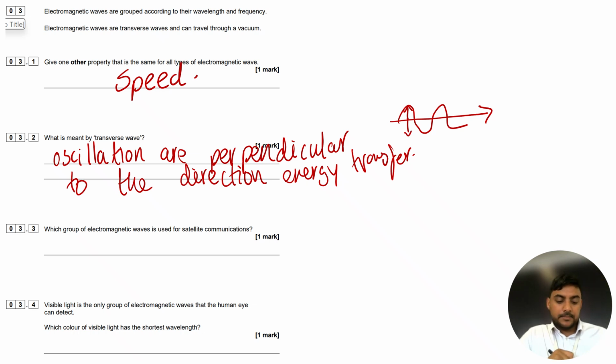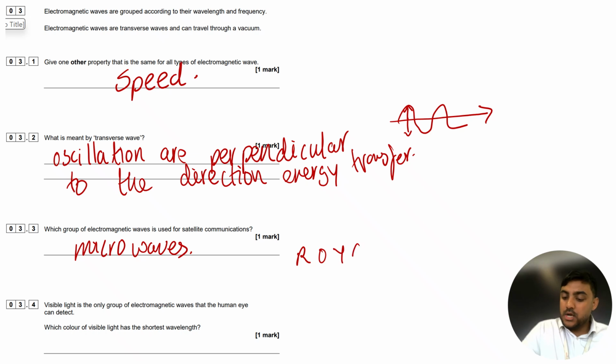Which group of electromagnetic waves is used for satellite communications? Microwaves. That's what your phones use. Visible light is the only group of electromagnetic waves that a human eye can detect. Which color of visible light has the shortest wavelength? Remember, it goes red, orange, yellow, green, blue, indigo, violet, and this is long wavelength, this is short wavelength, so violet.